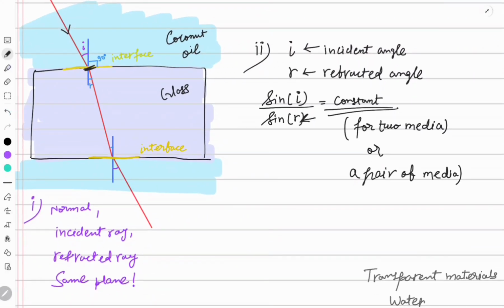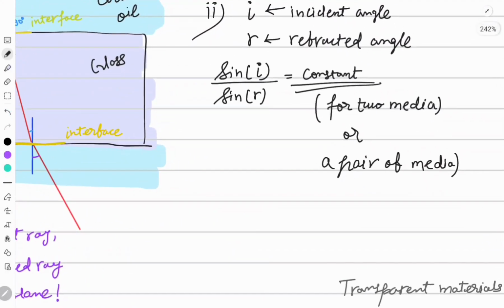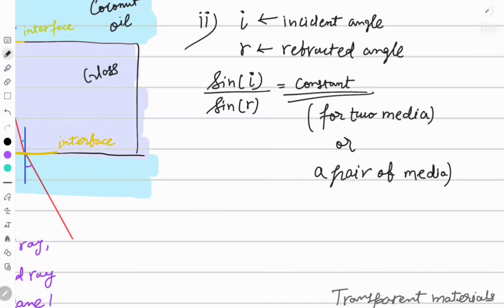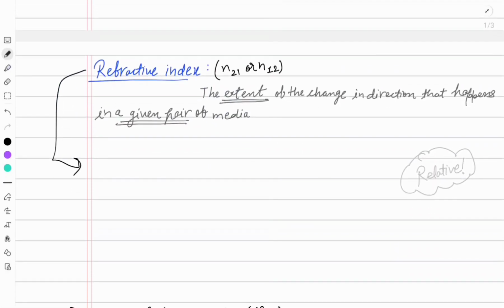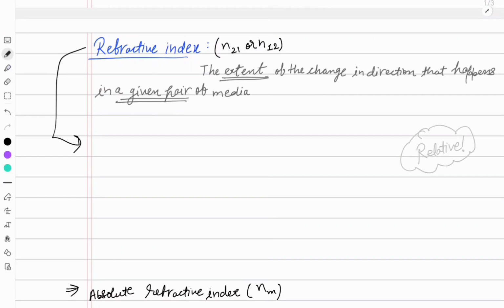So we name this constant a particular thing. And that thing is called a refractive index. Okay. What is refractive index?